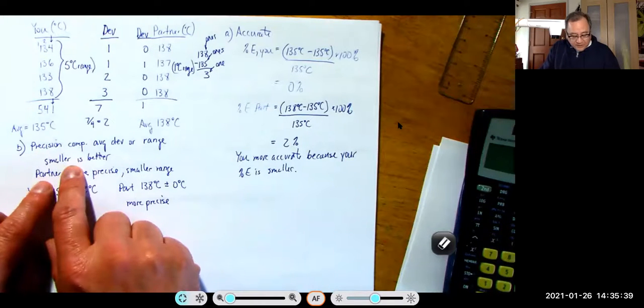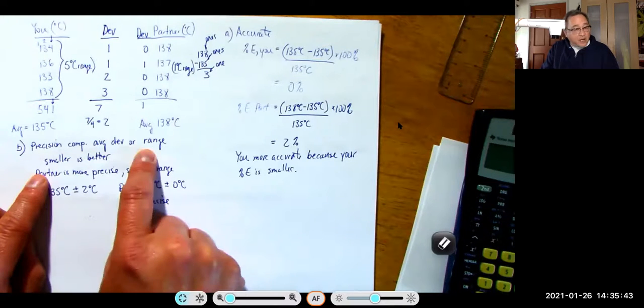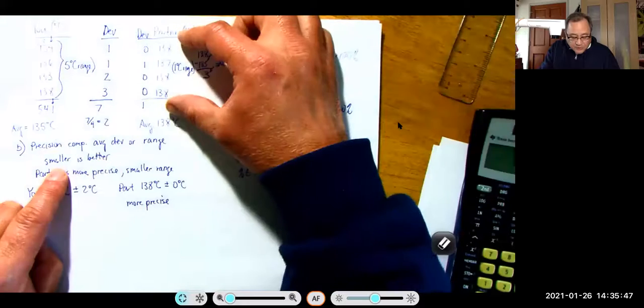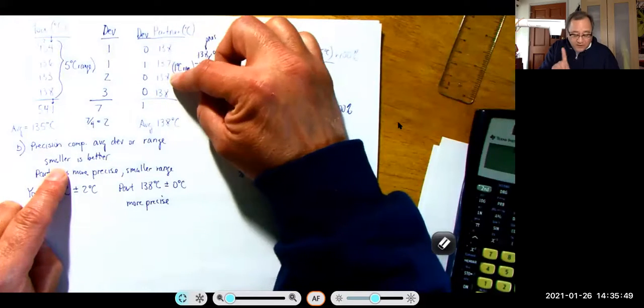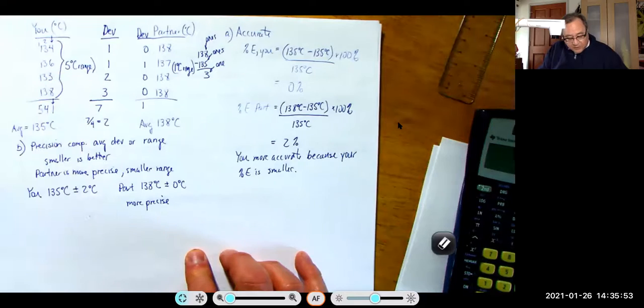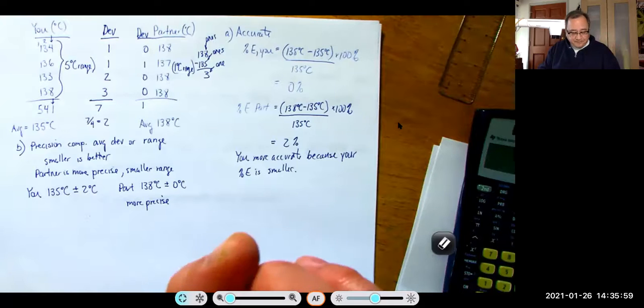So just very quickly, precision, you compare the average deviation or the range, and smaller is better. So for your partner, the range is 137 to 138, which is a 1 degree range. For you, it's 133 to 138, which is a 5 degree range. A 1 degree range is smaller, that's more precise.